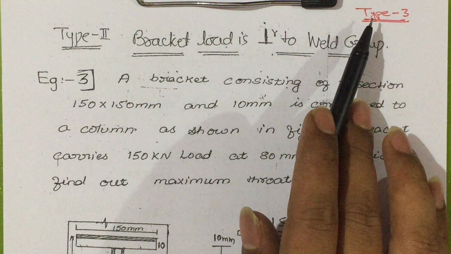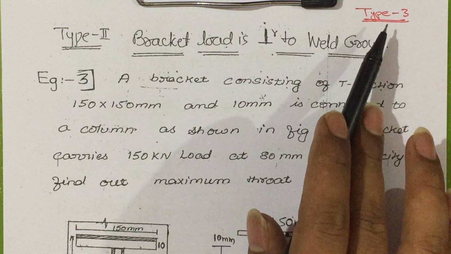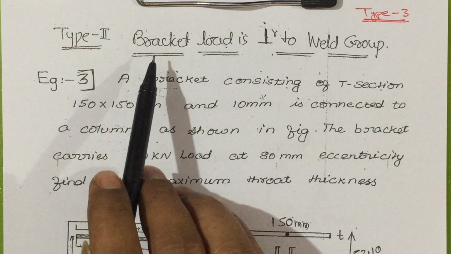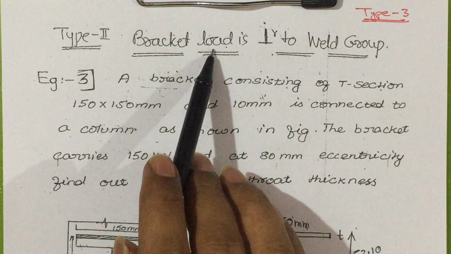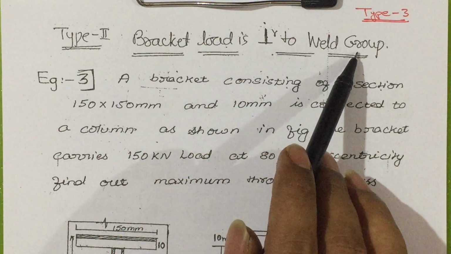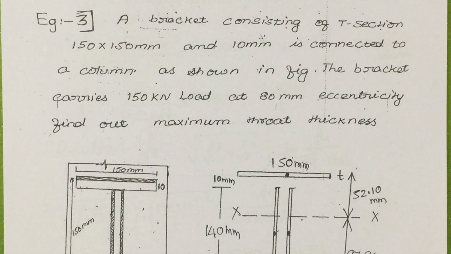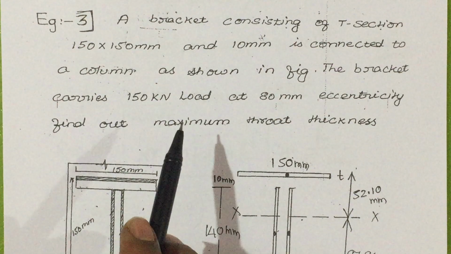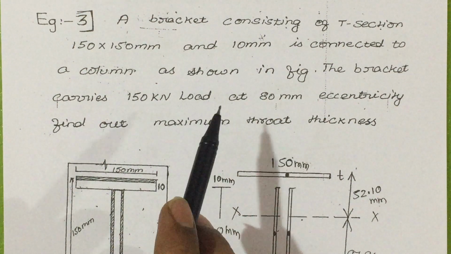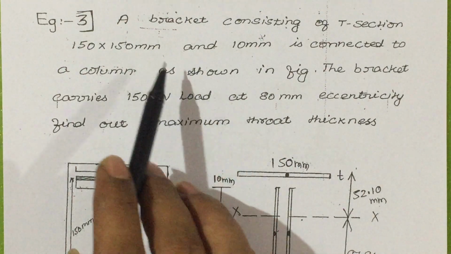In this section, we are going to deal with type 3 problems in the welded connection. It is going to deal with bracket load that is perpendicular to the weld group. Now, in the previous section, we discussed the bracket connection. This is bracket load perpendicular to the weld group.